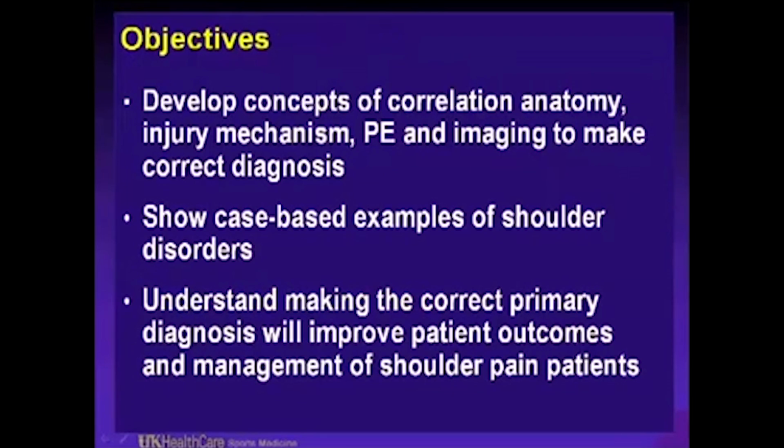The objectives are to develop concepts of correlation of anatomy, injury mechanism, physical exam, and imaging to make the correct diagnosis. We will show case-based examples of shoulder disorders, and I'm going to emphasize the importance of making the correct primary diagnosis that will improve patient outcomes and management of shoulder pain patients.